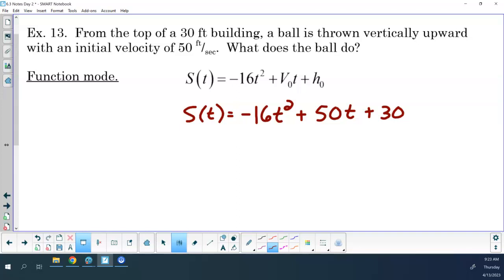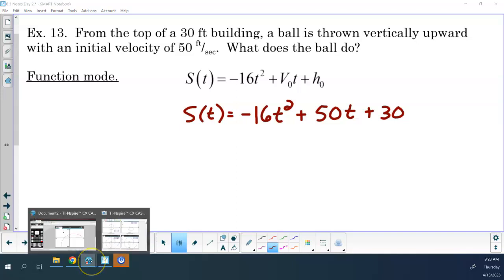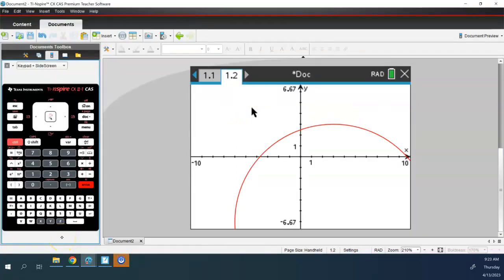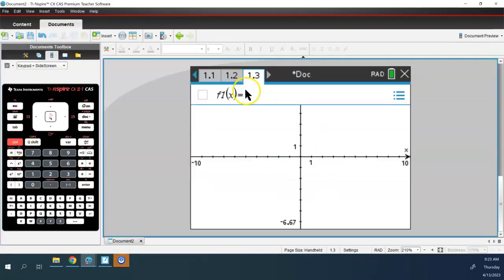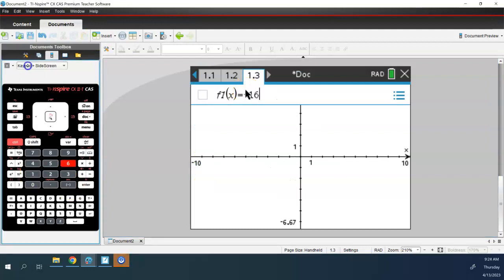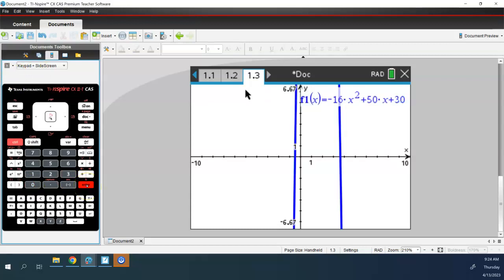Now, if I were to graph that function on a graphing tool, add graphs, we said that that function was negative 16. I've got to go with x here because my function is based off of x, not t. Negative 16x squared plus 50x plus 30. And when I graph that, it looks like that.